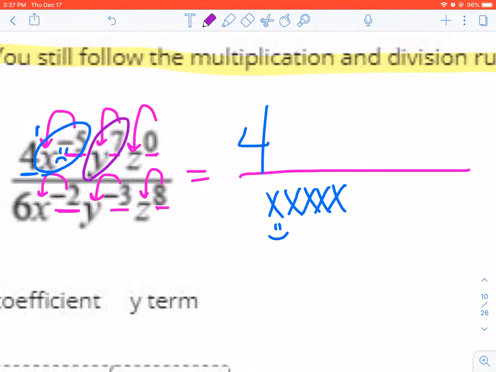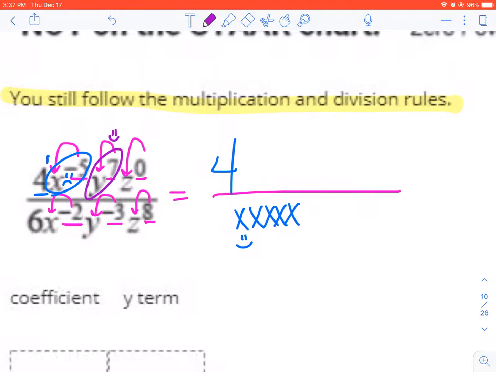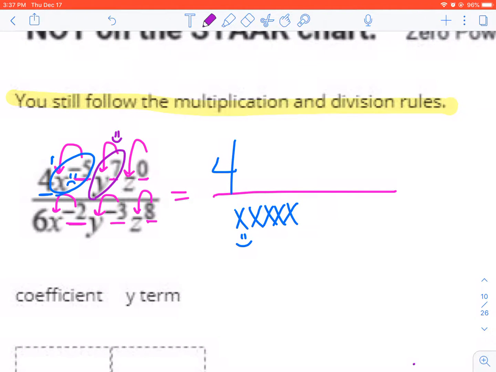All right, now we have our y to the 7th power. Y to the 7th power is happy where it is. That 7 exponent is very happy. So I'm going to go ahead and put that up on the top. So I'm going to write it 1, 2, 3, 4, 5, 6, 7.